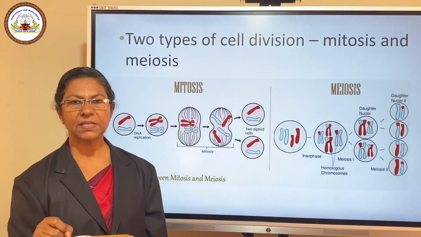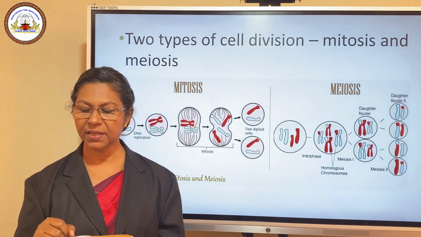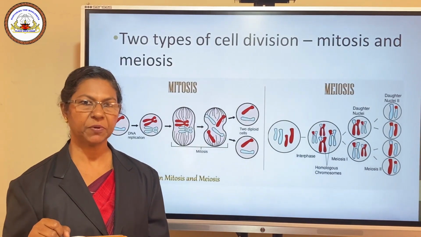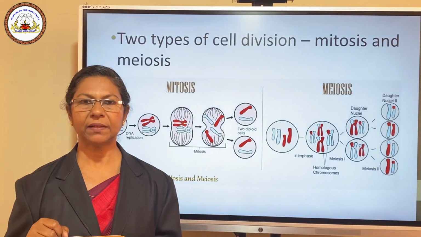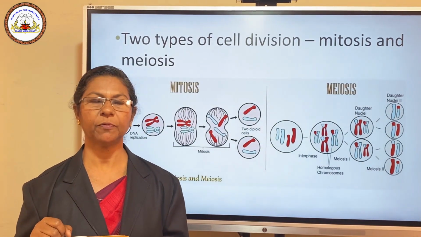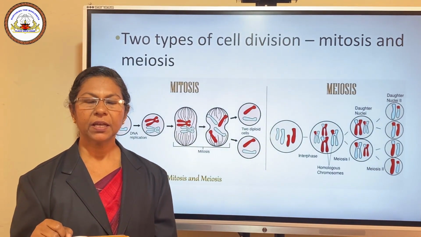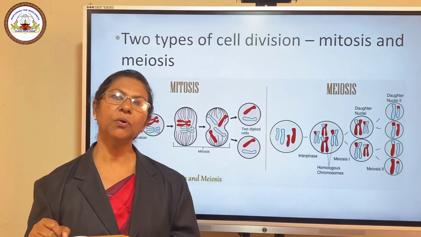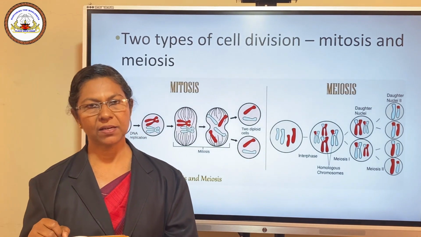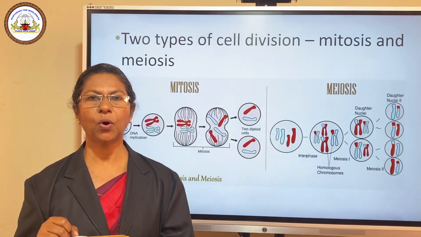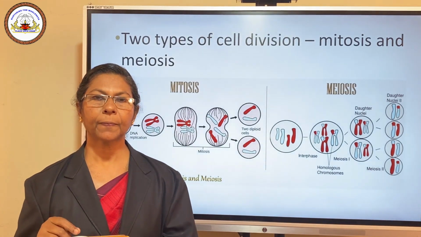The female germ cell or gamete is the egg, and the male germ cell or gamete is the sperm. The female germ cell, that is the egg, is larger than the male gamete, that is the sperm. Why? Because the egg stores the food for the growing embryo. So the female gamete is larger than the male gamete. The male gamete, that is the sperm, is small and motile.